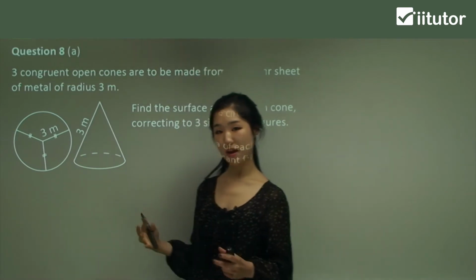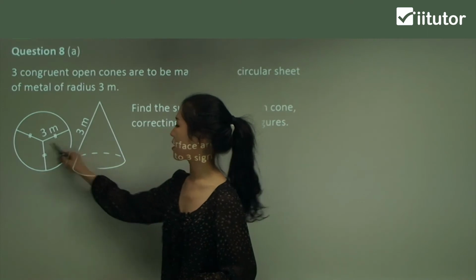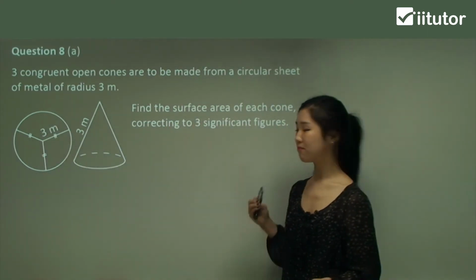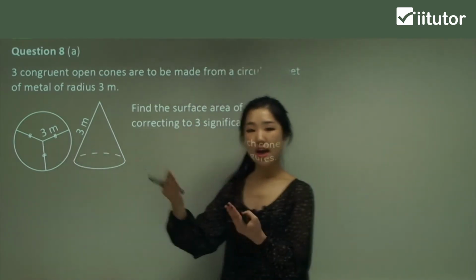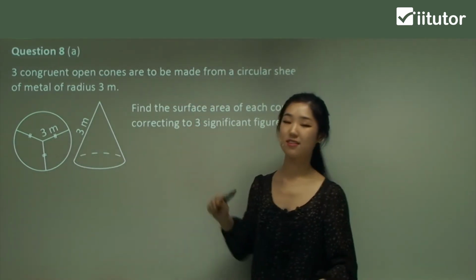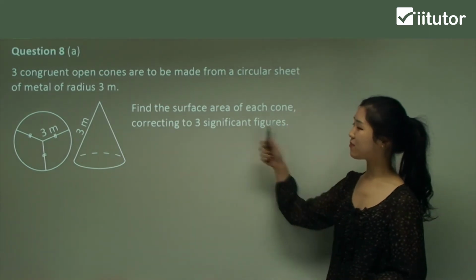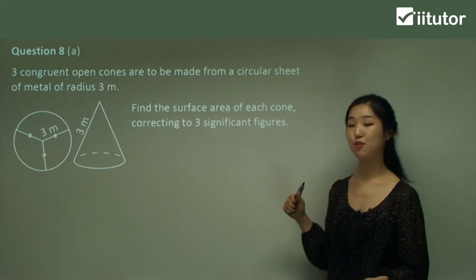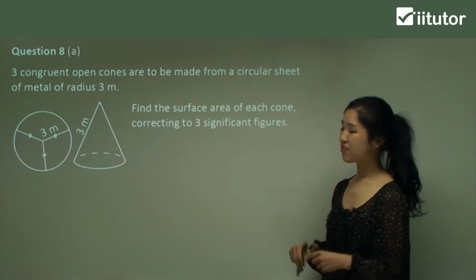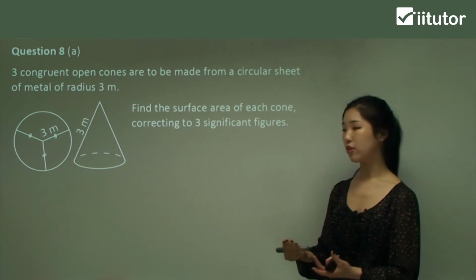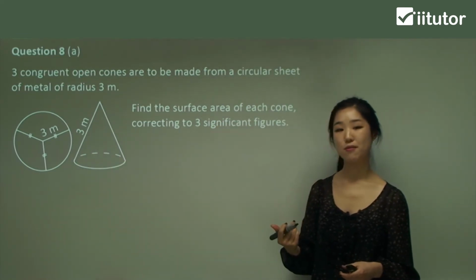See how the diagram shows us cuts within the metal? So I'm going to cut it into 3 parts like that, and then I can make 3 equal open cones. Because if I cut that one, this will be like a sector, isn't it? And if I cut that one, it looks like this kind of cone. Okay, so that's what it's going to look like. And the question says find the surface area of each cone, correct to 3 significant figures. Now, if I want to find the surface area, it's going to be open cones, so there's not going to be any bottom. So it's just going to be the outside area that I want to find.